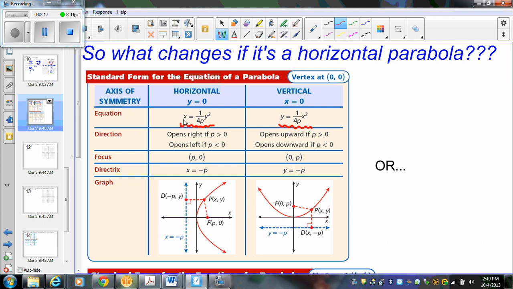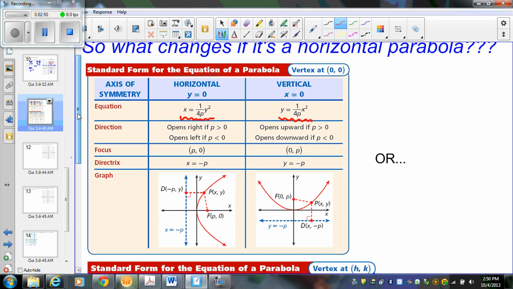So if the parabola opens in the x direction, to the left or to the right, the variable that's squared should be the y variable. That's kind of not like we're used to seeing. And similar to opening up and down, your parabola is going to open to the right if p is greater than 0. So that would be a parabola like down here. And it's going to open to the left if p is less than 0. Your focus will be (p, 0), and your directrix line will be x equals negative p. That would be if your vertex is at the origin.